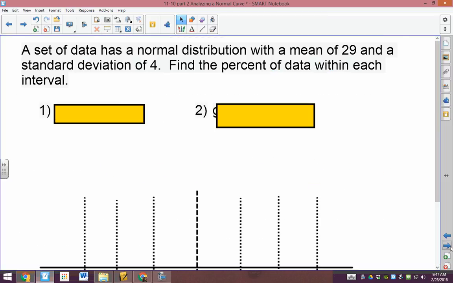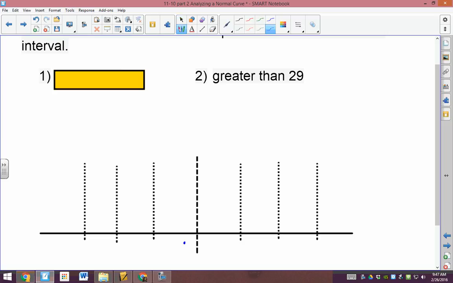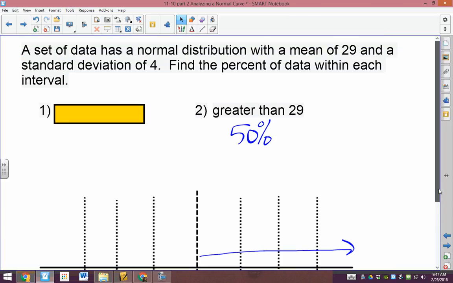Okay, a set of data has a normal distribution with a mean of 29 and a standard deviation of 4. I will say some kids will easily be able to answer this without drawing the curves, especially maybe number 2. Let's go backwards. Greater than 29. Well, I see a 29 up in the direction there. And that's average, the mean, the middle. So if you need the curve, go ahead and draw the curve, but remember 29 is in the middle, so how many kids are here? 50%, half of them. Nice.